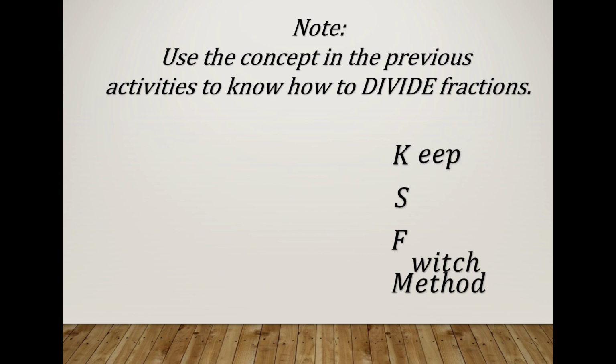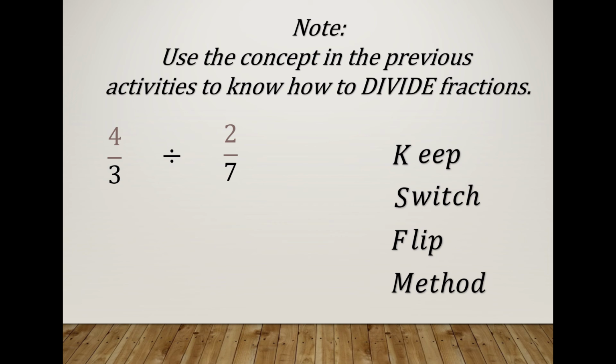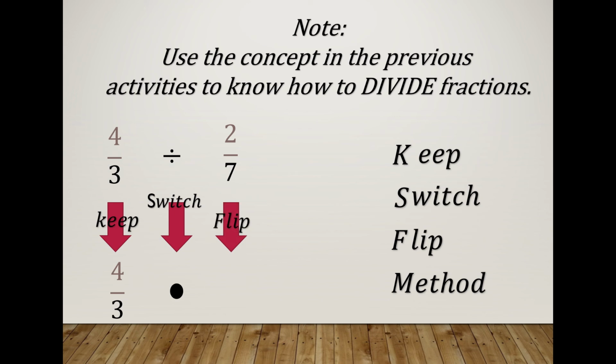KSF method: keep, switch, and flip. So 4 over 3 divided by 2 over 7. So again, keep the first fraction. Switch the operation to multiplication and then flip the second fraction. So from 2 over 7, it will become 7 over 2.